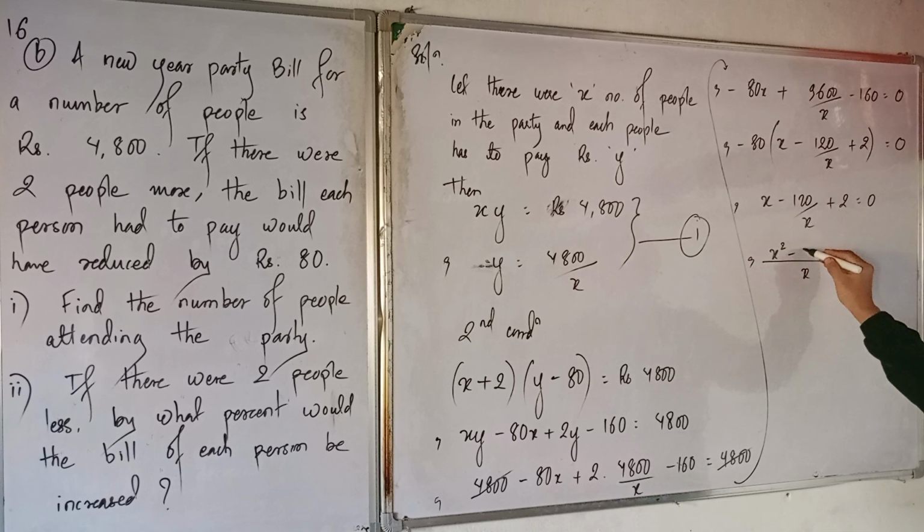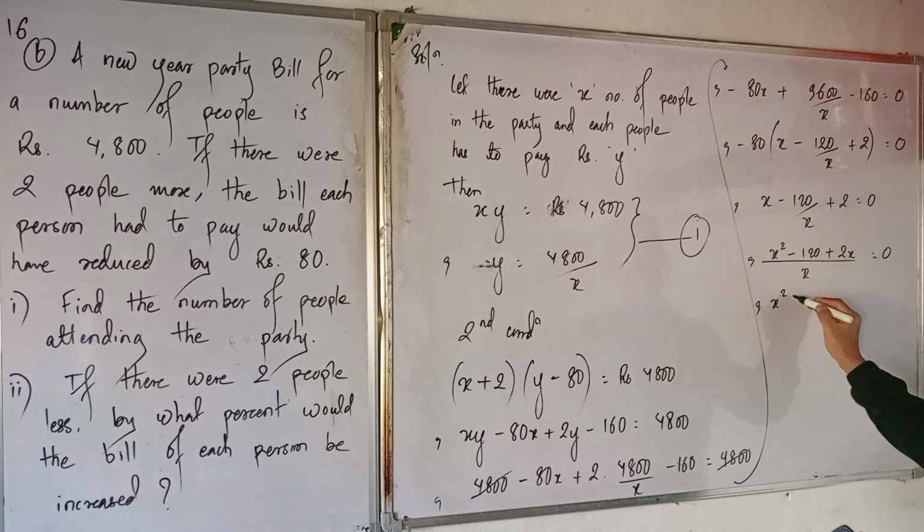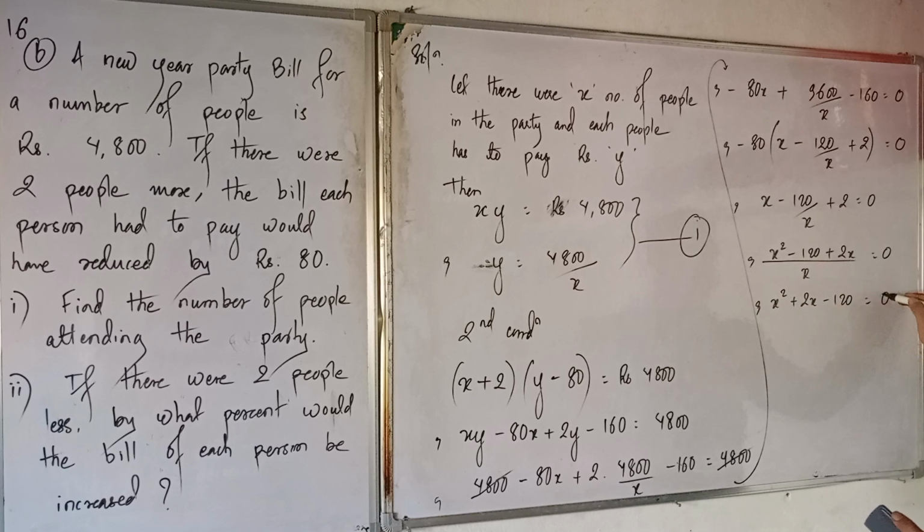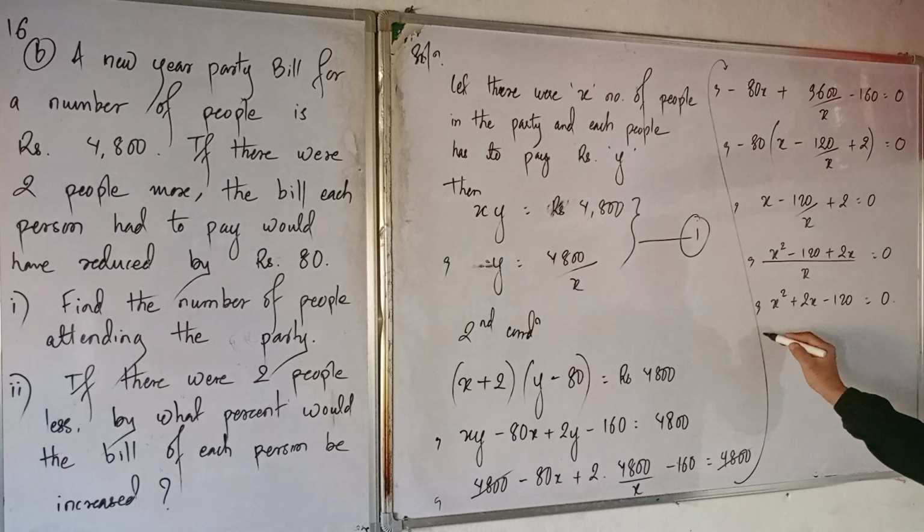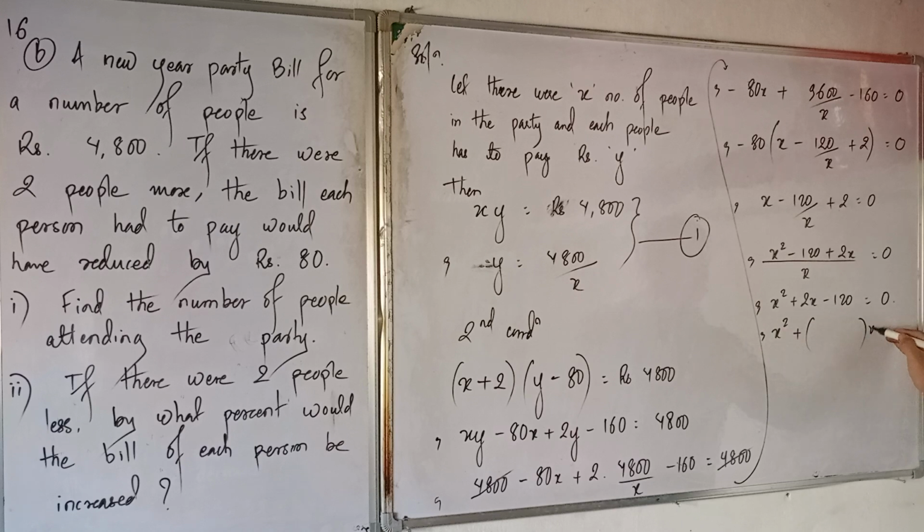So x squared minus 120 plus 2x equals 0, since this x will multiply with 0. That is x squared plus 2x minus 120 equals 0. Now you just factorize this: x squared plus, and minus 120. What will be in between? Let's see.